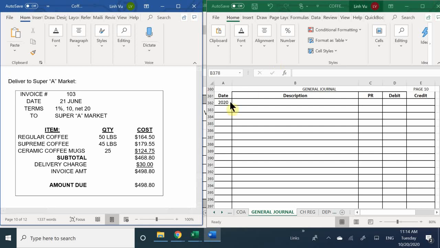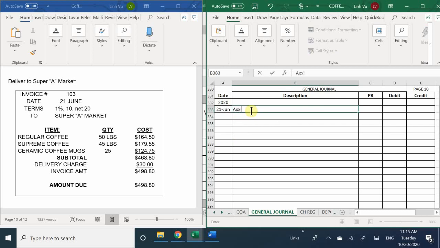Correct. So accounts receivable. Good. The amount of 498.80.